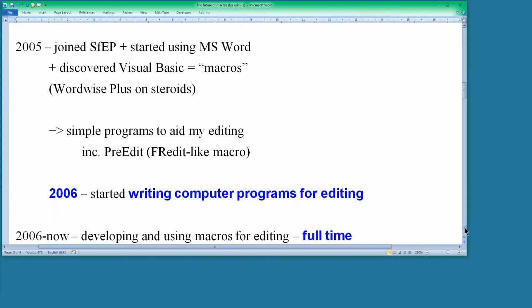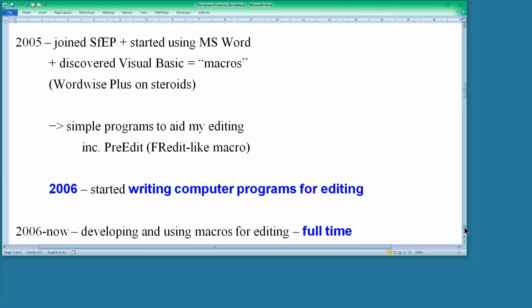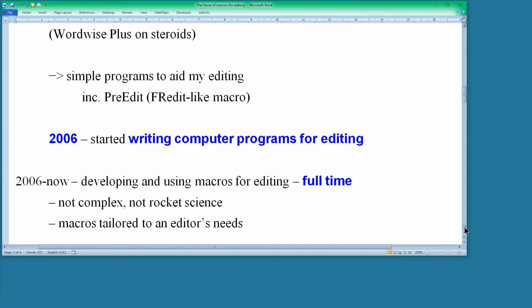So if we summarize that, I could say that since 2006 I've been writing and developing computer programs for editing, and I've been doing it full time, and so I've done rather a lot of it. So they're not complex programs, generally speaking, not rocket science, but they are tailored to an editor's needs, and that's very important when you're trying to develop programs for a given application. If they can be developed by somebody who actually does the work, who actually uses the programs, then you tend to get better programs as a result, even if the person in question is not the world's most competent programmer.